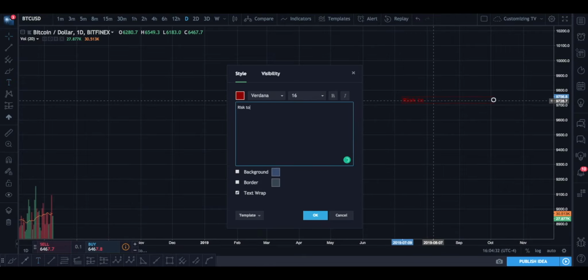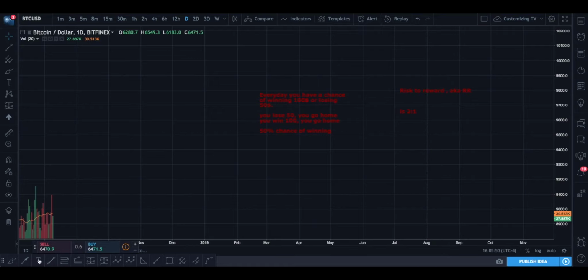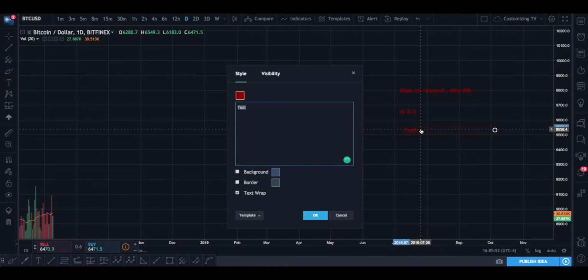So risk to reward, also known as RR, is 2-to-1. That's how we display risk to reward. It will be a number followed by a colon and usually the 1 in the end, all right? So how do we calculate this risk to reward? Let's write this down and you should screenshot at the end.